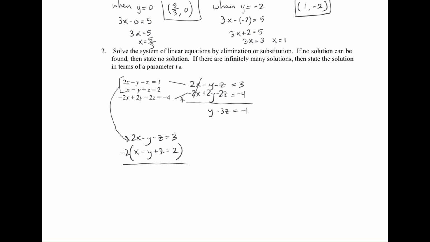So when I add these equations together, this is going to become -2x, which cancels with +2x. -2 times -y is +2y minus 1y. And then this becomes -2z minus 1z. And then we have -4 plus 3. So for step 1, we eliminated x. For step 2, we eliminated x.